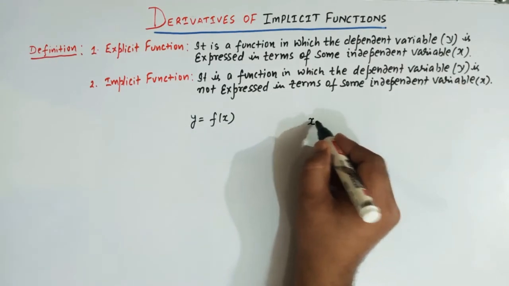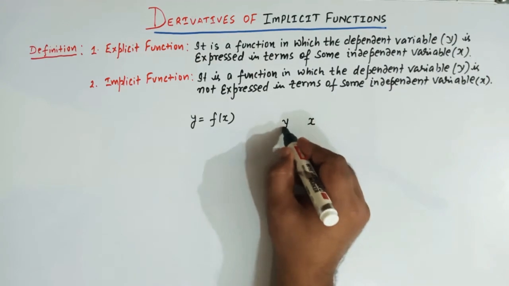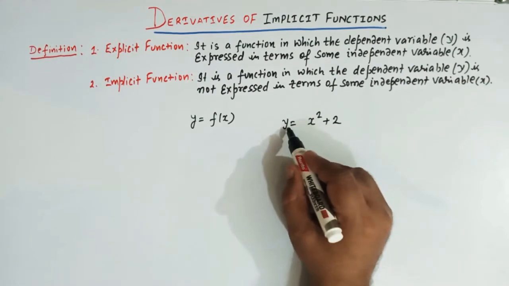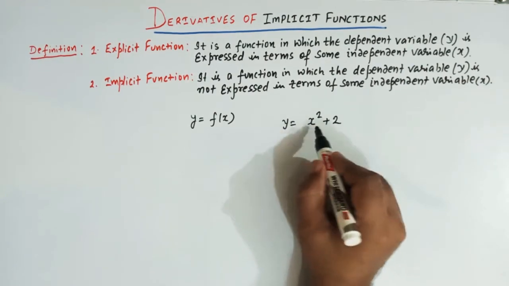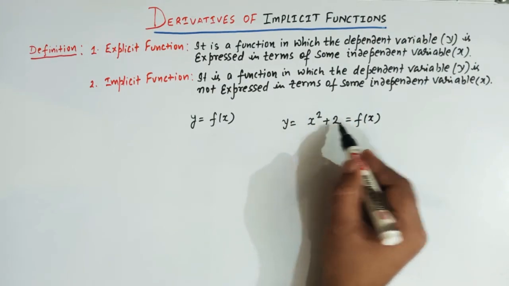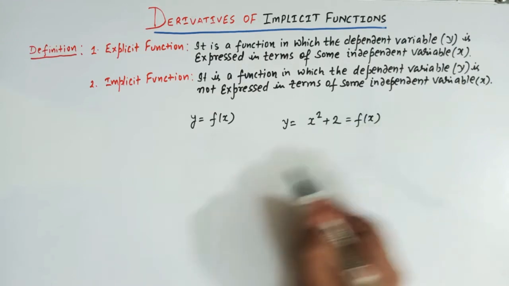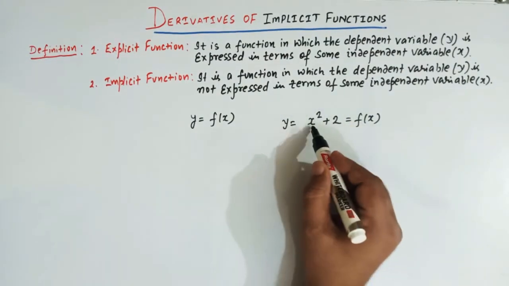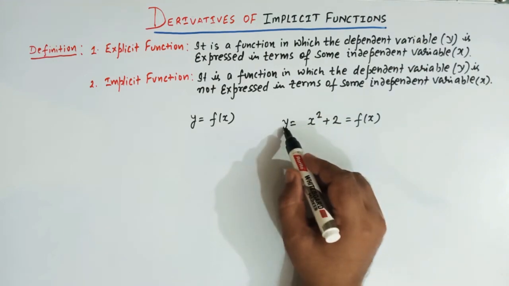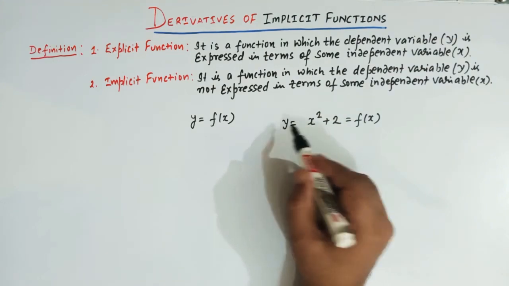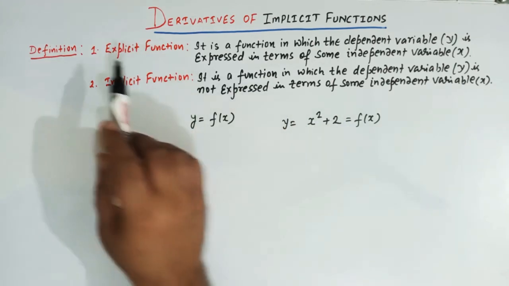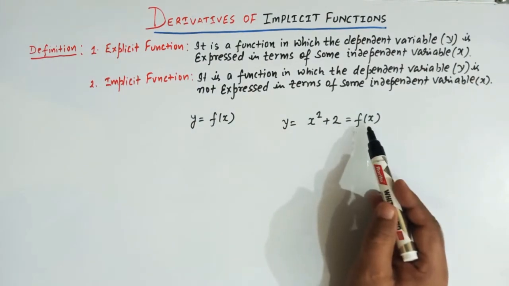Suppose we have, say, y is equal to x square plus 2. Now this is a function, y is a function of x, and it can be written as y equal to x square plus 2, that is equal to f(x). Here x is known as the independent variable and y is known as the dependent variable. Now here y can be expressed in terms of x. So this is an explicit function.